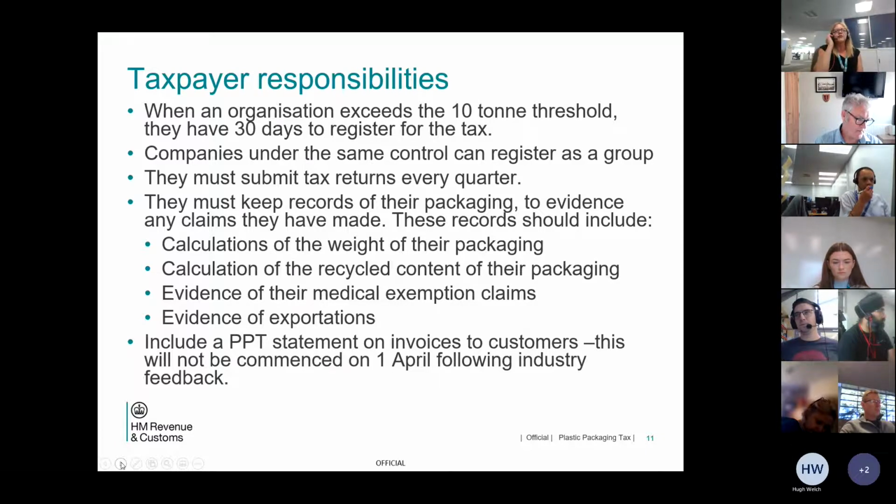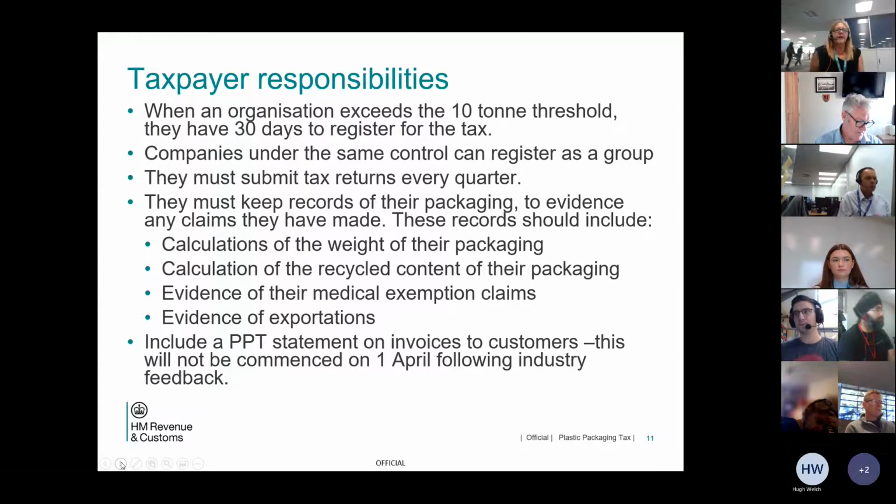So Eleanor talked about human medicines and packaging that contains more than 30% recycled content. For all of these things, if you're going to be reporting that on your return, you do need to have the evidence to hand. We won't be asking you to submit that to us, but should there be any compliance intervention or follow-up from the return at any point, you should have that evidence available, including exportations.